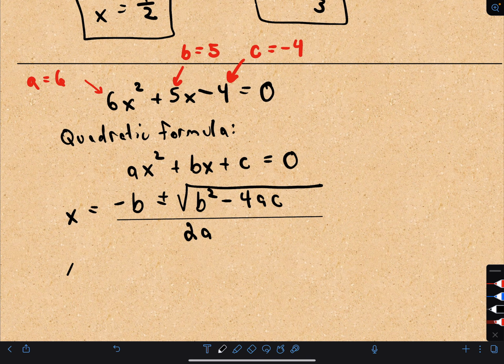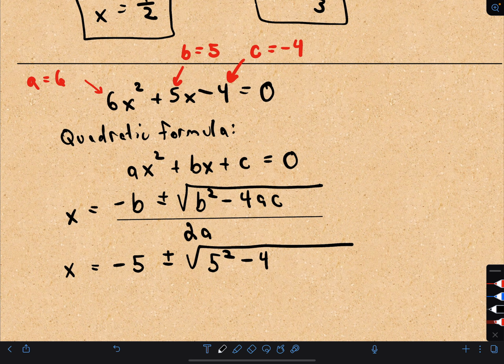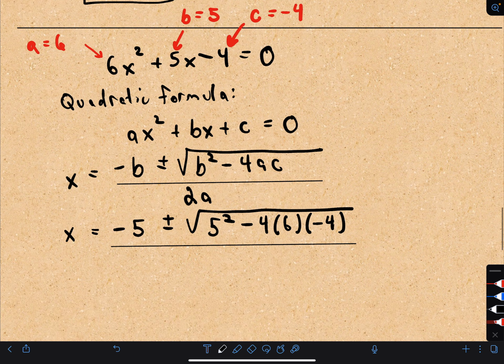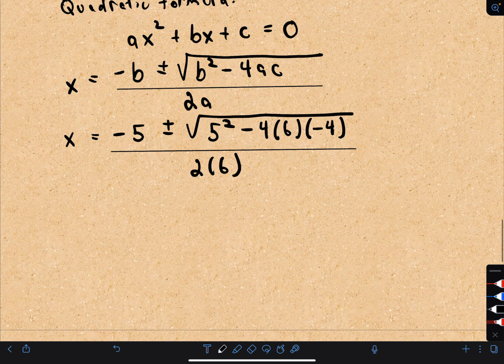So if I fill in this formula, it says I would have negative b, which is negative 5, plus or minus the square root of, well, b squared, so that's 5 squared, minus 4 times a, which we said was equal to 6, times c, which is equal to negative 4, all over 2 times a. So 2 times 6. So now we can simplify this down. We'll see what we get.